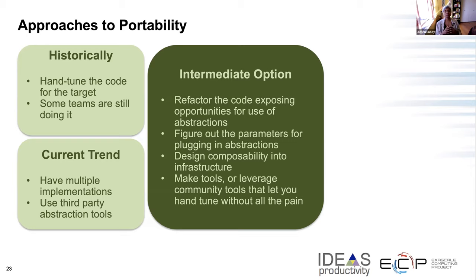And the third part is that one need not rely on these all-or-none abstraction models. If one understands the abstractions that one has to use, then one can make tools or leverage community tools that let you hand tune without all the pain of having to hand tune. So instead of an all-in-one magic compiler, or a magic code transformer, or a magic abstraction tool solution, you work towards refactoring your code so that quite a bit of the hand tuning for specific platforms is automated and lets you do it quickly and more productively.